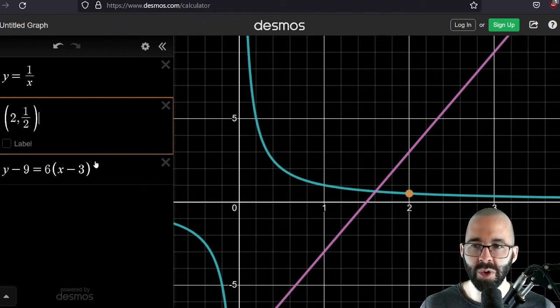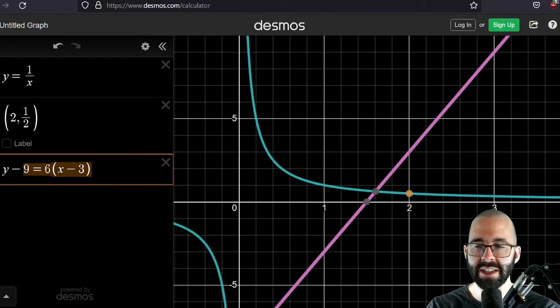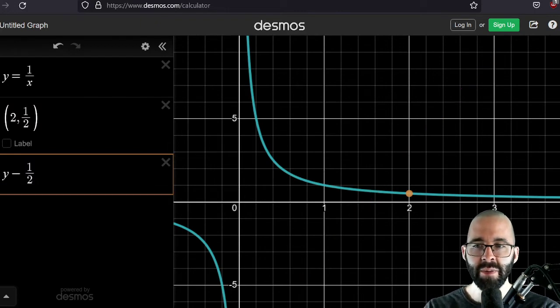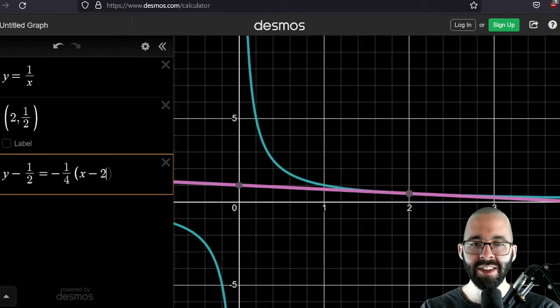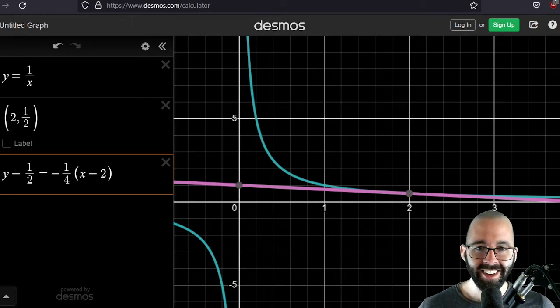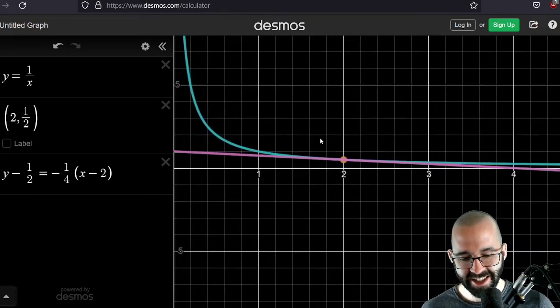Keep an eye on that orange point as I type in the formula for our tangent line. Y minus 1/2 equals our slope, negative 1/4, times x minus 2. Oh, there it is. Look at that tangent line.